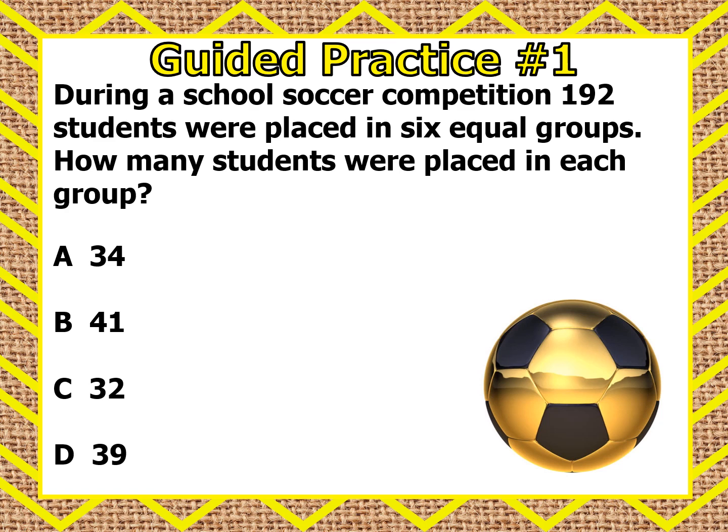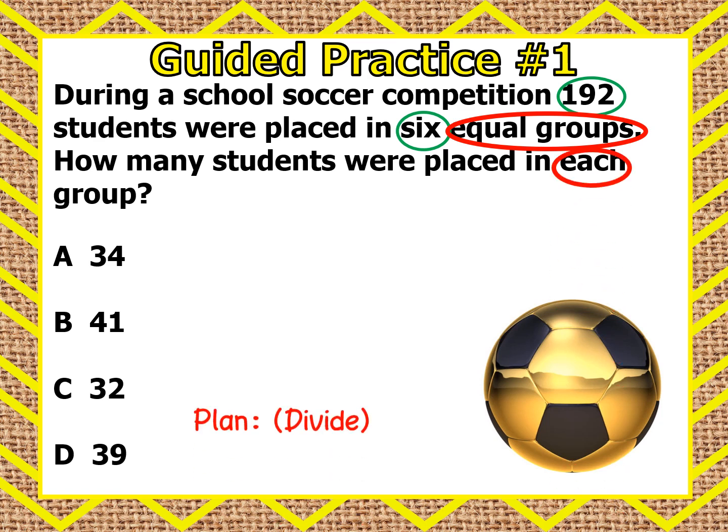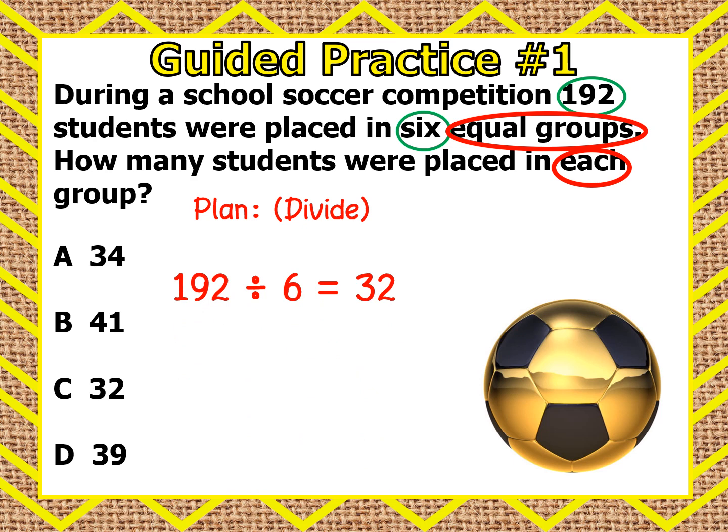I see that this soccer competition had 192 students. And I know they were placed in 6 equal groups. So I know we're making groups. So when we make groups, we divide. So for this problem, our plan is to divide. I'm going to divide 192 by 6, and that gives me 32. So there's going to be 32 students in each group. C.